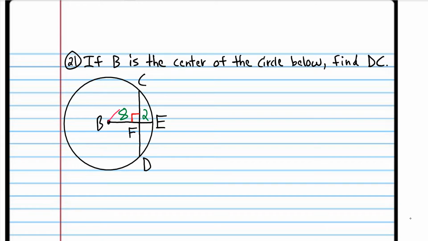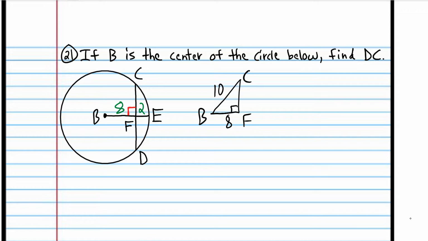But we're interested in this radius, because then we're going to create a right triangle like so. So I'm going to take that right triangle out. And we know that this side is 8, and we just showed that this side is 10, and we need to find CF. And then we can double CF to find CD.